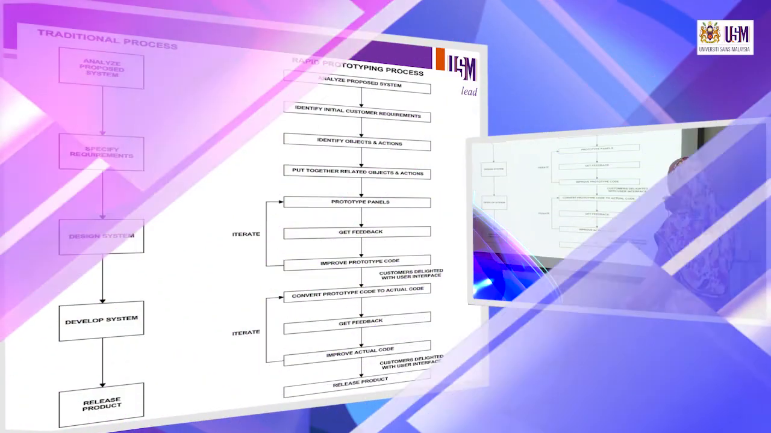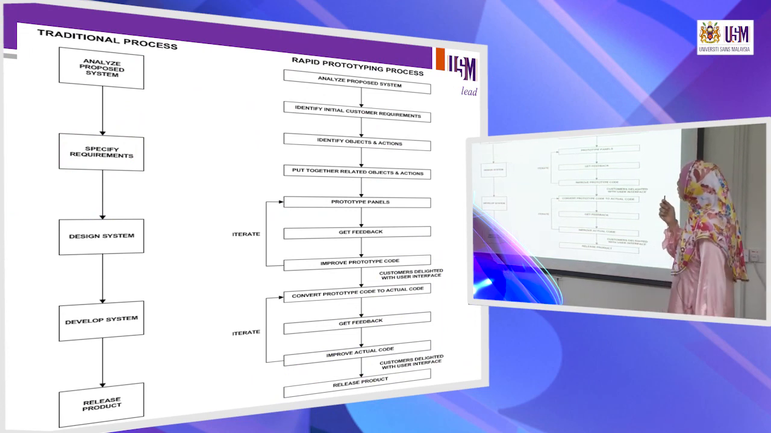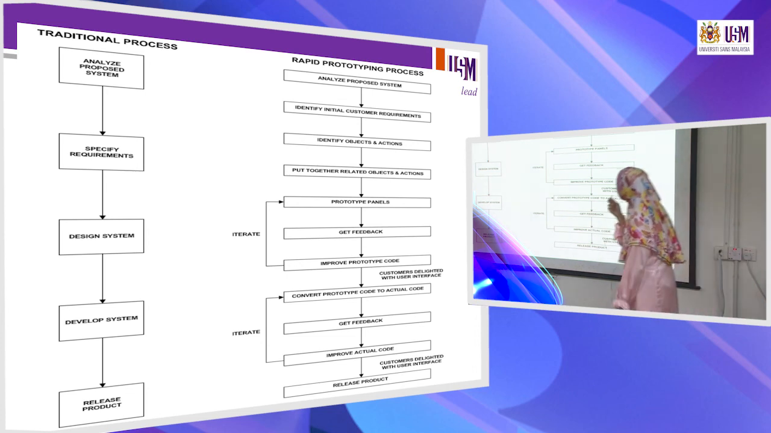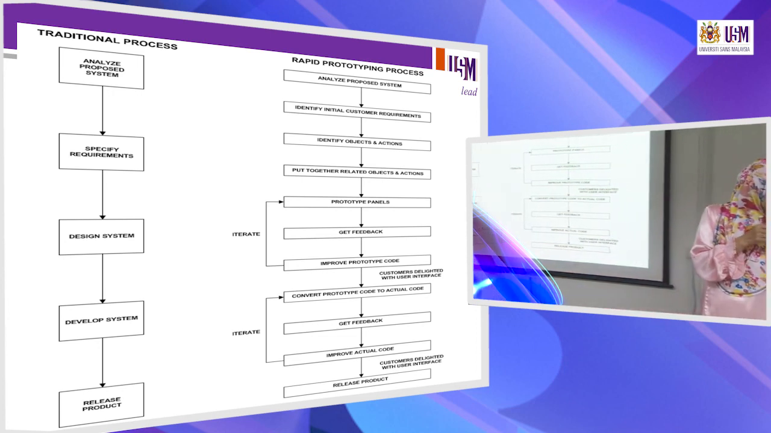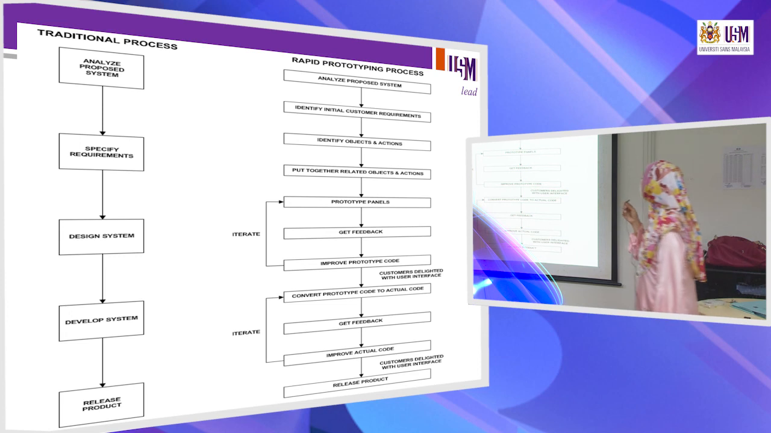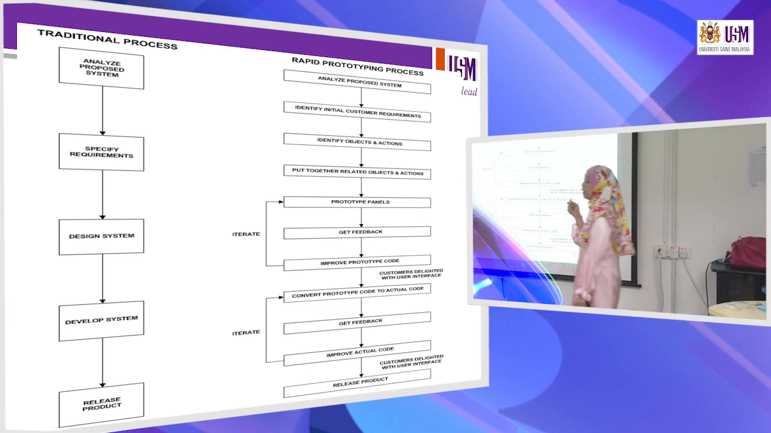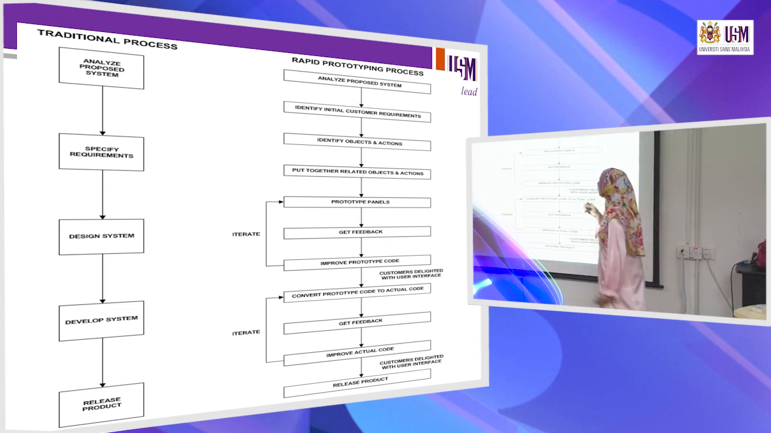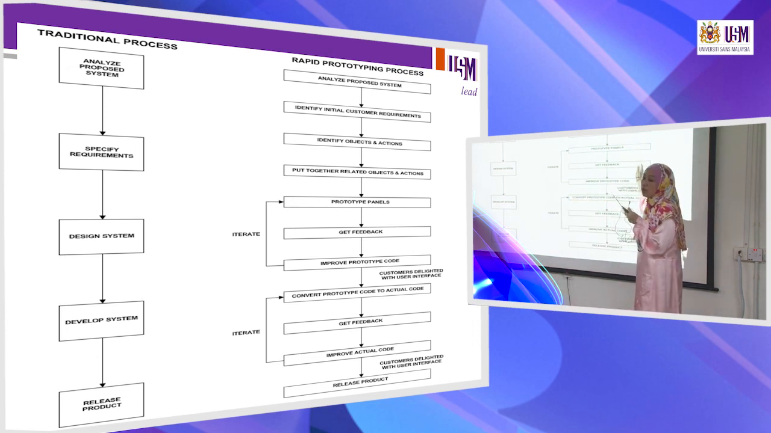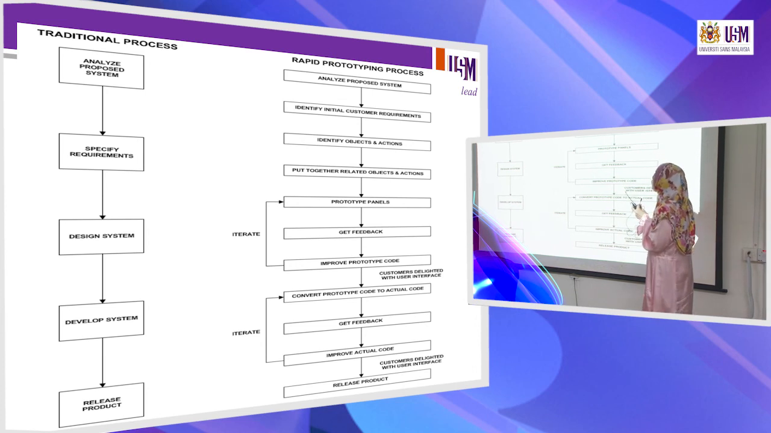So this is the comparison between the traditional process and the rapid prototyping process. If you see here, it's not very clear. In the traditional process, first we analyze. Also in rapid prototyping, we analyze the proposed system, the same. Then here we specify requirements, then we design the system, we develop the system, then we release the product. And here we have many more steps, if we want to include them.